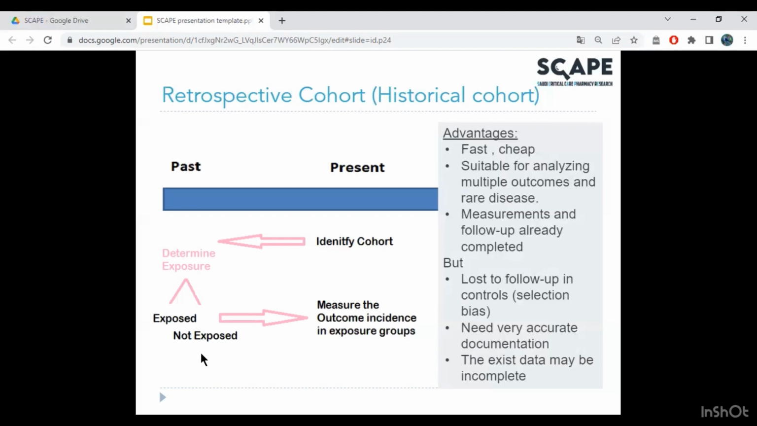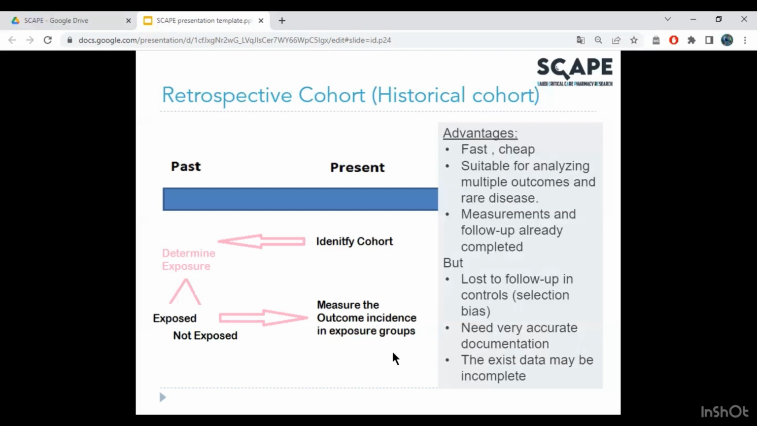And also, loss to follow-up will cause selection bias in this retrospective cohort. And selection bias can affect the relationship between exposure and outcome, underestimating or overestimating it.